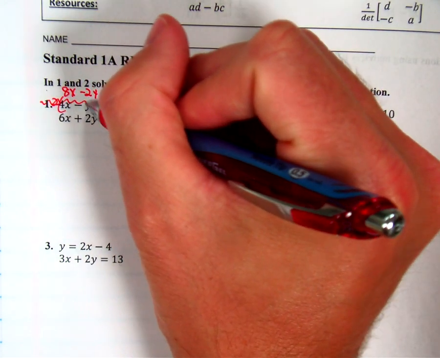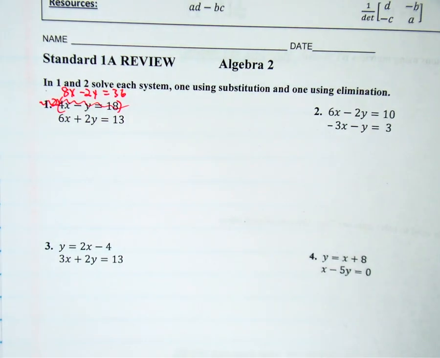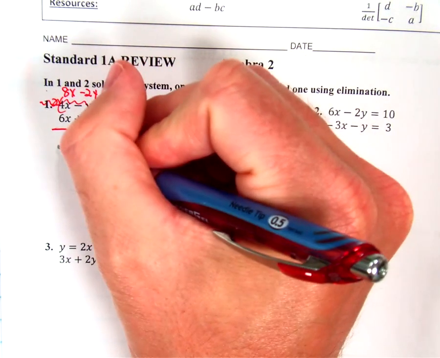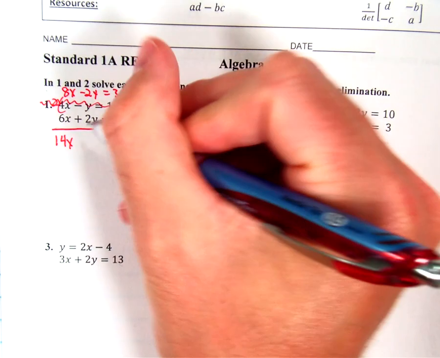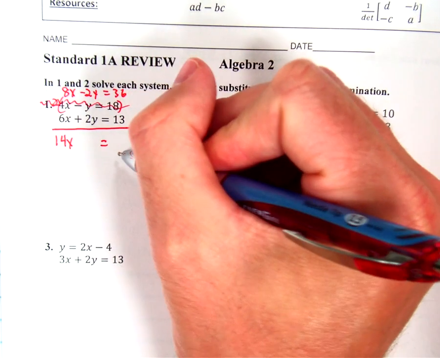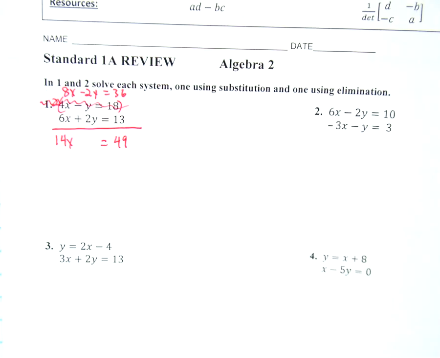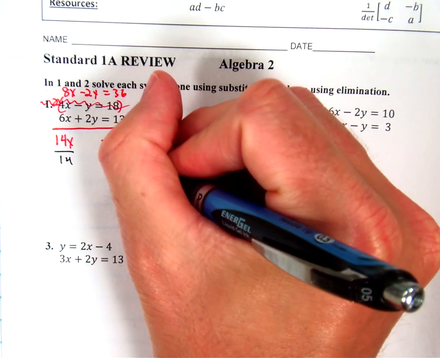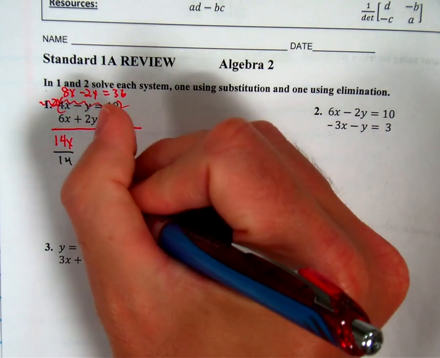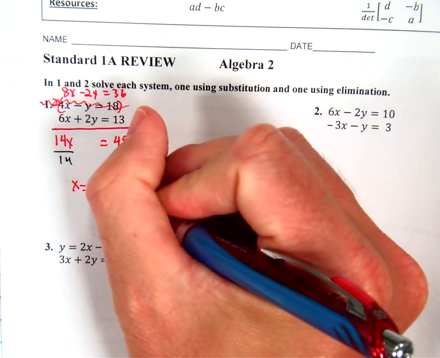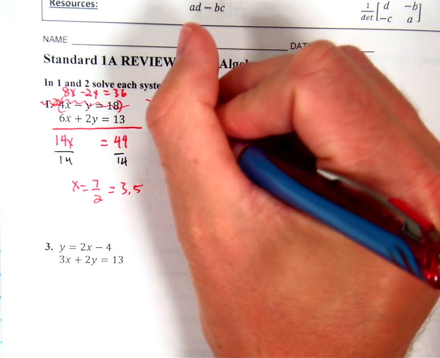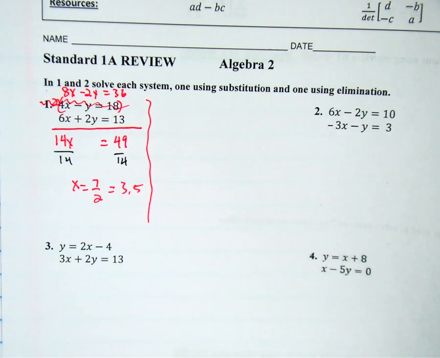Then I'm going to do a little squiggly through there. I'm not going to black it out, just a little squiggly so I know not to use it. We're going to add down: 14x, the y's cancel out, 49. Then we can divide by 14. This is a good problem to do because it doesn't equal a perfect number, 7/2 or 3.5. So you can get a decimal and it is okay.